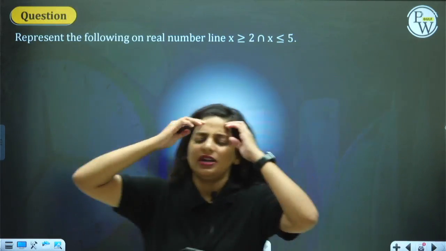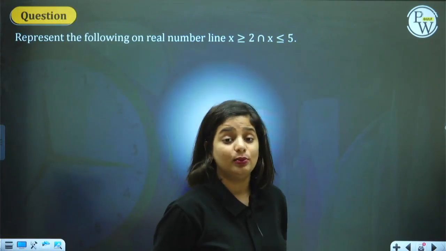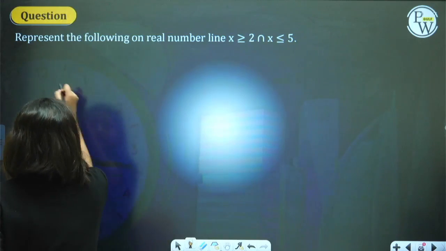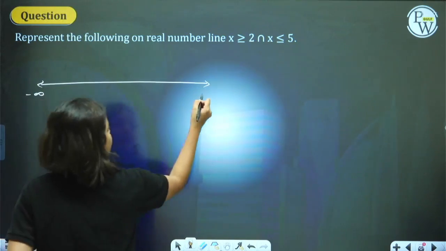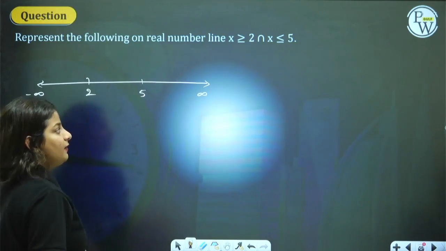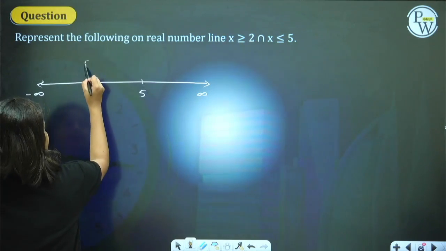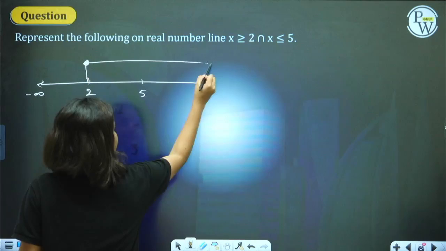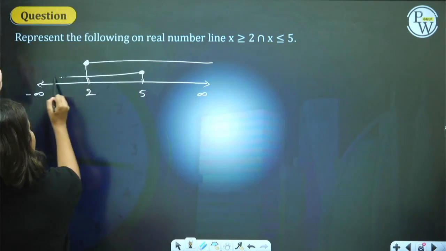This intersection has to be represented on a number line. x is greater than or equal to 2 intersected with x less than or equal to 5. A number line, minus infinity to plus infinity. The first part says x is greater than or equal to 2, greater and equal, like this. Less and equal to 5. Less means on the left.